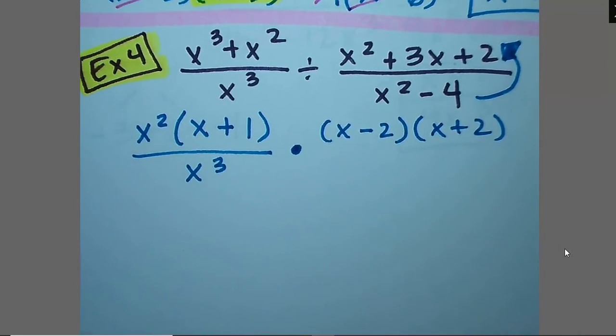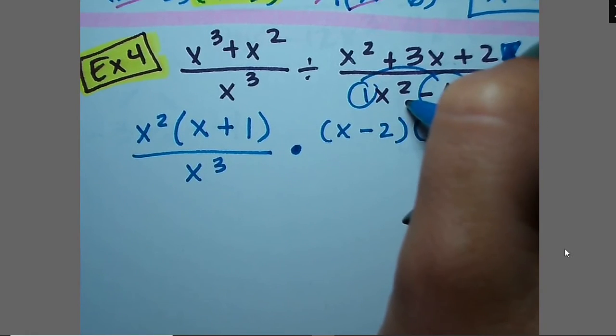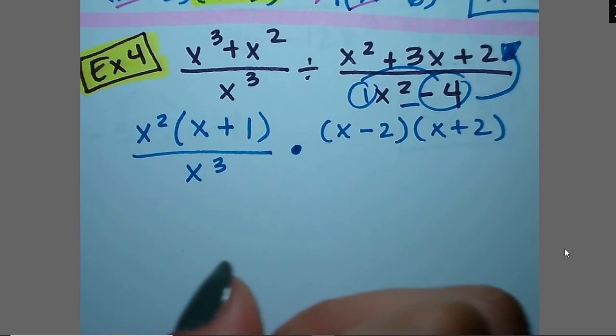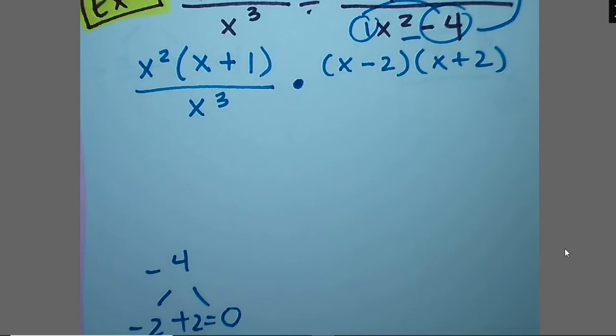Again, if you do not like seeing difference of squares, you can say what 2 factors of negative 4 add to give you 0. 2 factors of negative 4 that add to give you 0 are going to be negative 2 and positive 2. So you can do it that way as well.